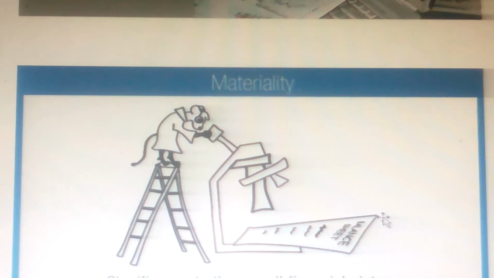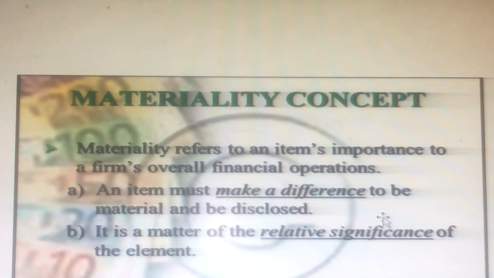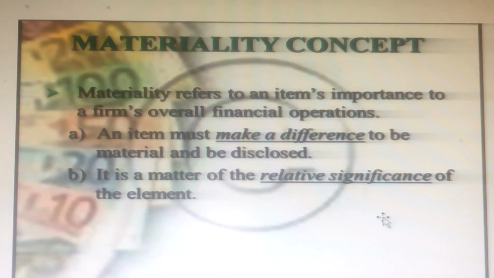Then the materiality concept. What is the meaning of materiality concept? Very important. You want to know the significance to the overall financial picture. So the company wants to know fully the financial position, the overall picture. It's nothing but the materiality concept. It refers to an item's importance to a firm's overall financial operations. An item must make a difference to be material and be disclosed.